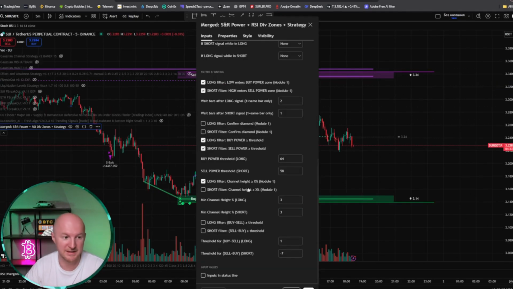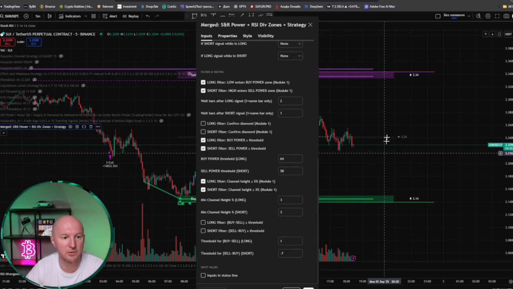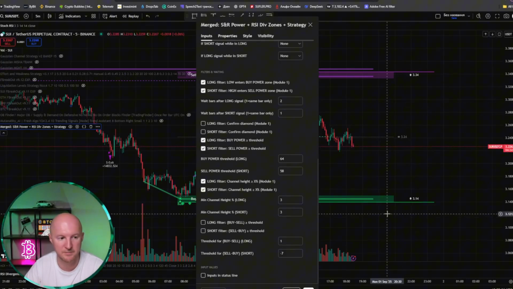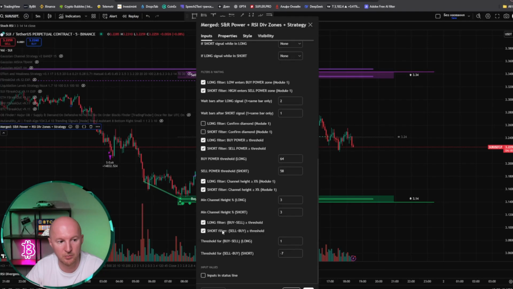I'll just turn it on, since I've already added it. I've enabled it. Look, the minimum channel height should be 3%. So if the channel height is less than 3%, basically, we don't enter the trade. And I'm also enabling the ratio between buy and sell. At the same time, notice that my threshold buy sell should be 1, meaning buy must be at least 1 unit higher than sell for us to enter a buy trade. And for sell, this value is -7. So, basically, sell always works differently, because short and long movements are always different. And, accordingly, here I can have a difference down to -7, and it will still enter the trade.